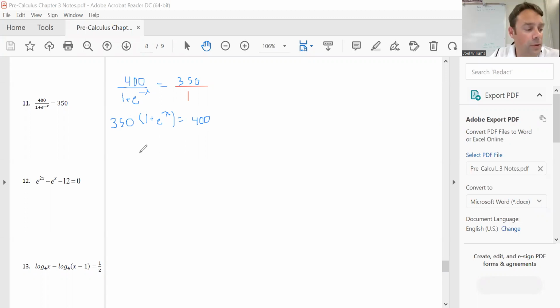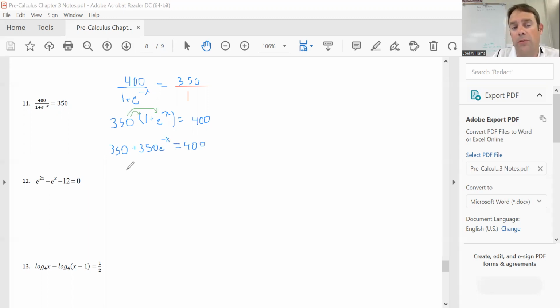So if I were to go ahead and take my 350 here, a couple things I could do. I could distribute it in, or I could divide it out. I'm going to distribute it in so that way I don't have to deal with quite as many decimals or fractions here. So if I were to distribute it in, I'd have 350 plus 350 e to the negative x equals 400.